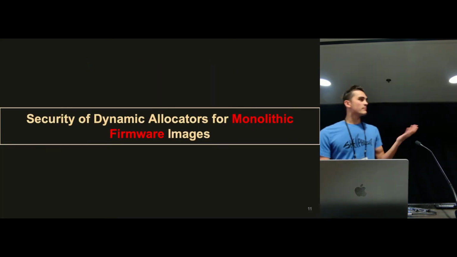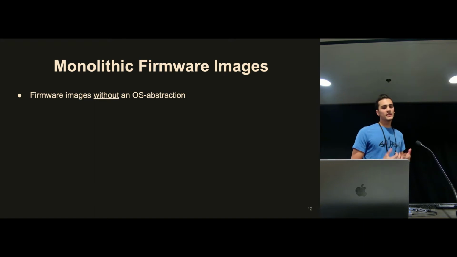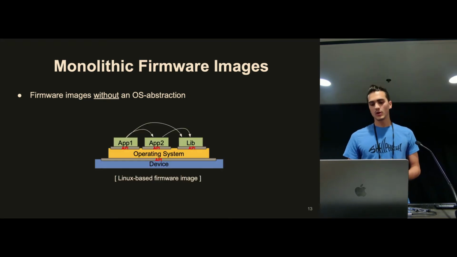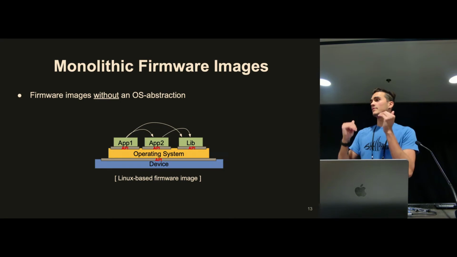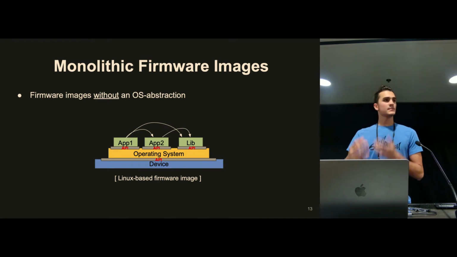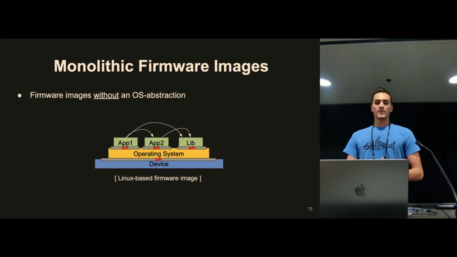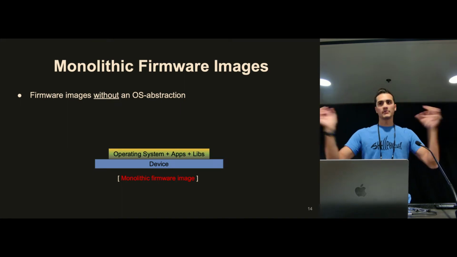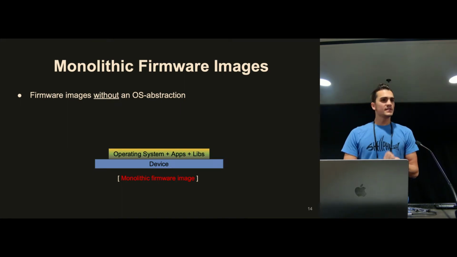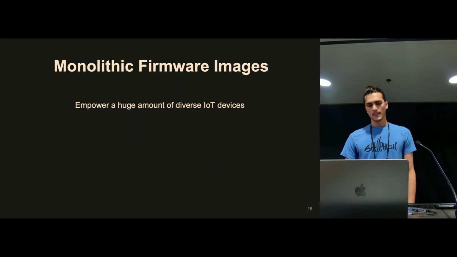On the other side, we have monolithic firmware, which is firmware without an OS abstraction. Here you see a picture of a classic system, in which the boundaries between all the components are very well defined, and they talk to each other with some sort of APIs. When you have a monolithic firmware, and we sometimes call it by a funny name, a blob, you indeed have a blob, a binary with everything inside: operating system, application, and supporting libraries, all together in a single binary. This is a monolithic firmware image.